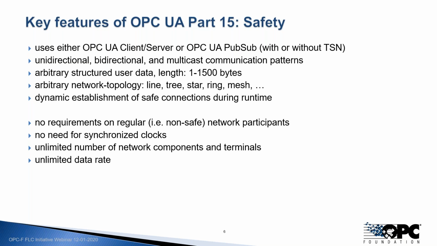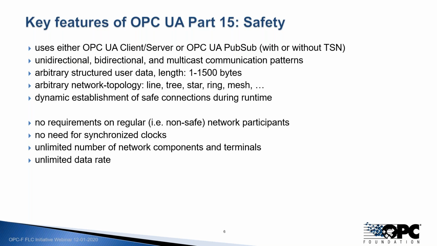Within each communication link, you can arbitrarily structure the user data. So the structure of the user data depends, of course, on the application. For example, you could put in some Boolean values and some integers and so on. And the supported data length is from 1 to 1,500 bytes. If we talk about more than 2 nodes, it's also possible to set up arbitrary network topologies such as lines, trees, star, ring, and so on.